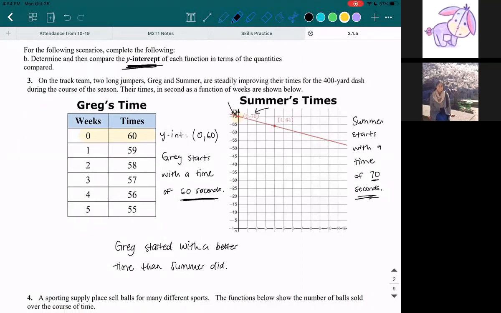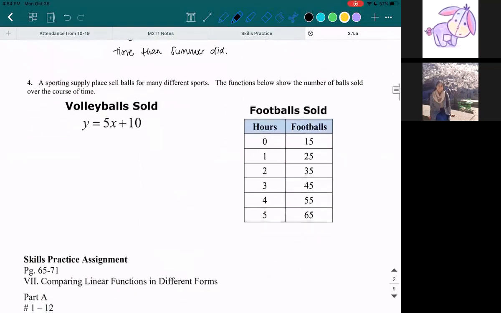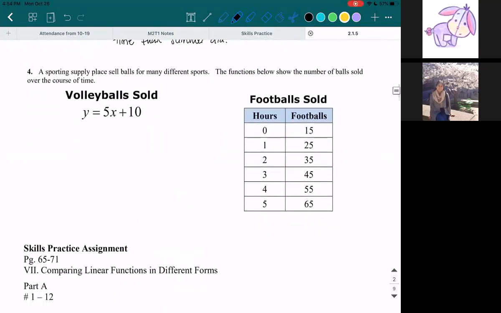Let's move on to number 4. So number 4, a sporting supply place sells balls for many different sports. The function below shows the number of balls sold over the course of time. So for volleyball sold, when you have the equation, what you want to do to find the y-intercept is find the b value. So remember, y equals mx plus b. This is your y-intercept. So we're going to be looking at the 10. Okay, so in here it's the 10.